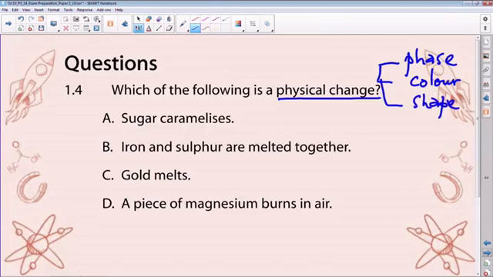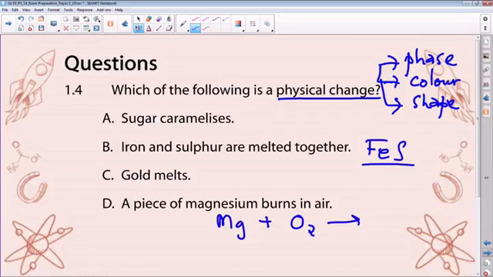In other words, a physical change can happen in one of three ways. When sugar caramelizes, this is a typical chemical reaction. Iron and sulfur are melted. They form iron sulfide. This is a compound. So this is a chemical change because new bonds and new substances are formed. But if you look at the one of magnesium plus oxygen, which is D, it gives us magnesium oxide. In this case, it's a white solid substance. This is a gas. We can think of this as burning. So this is a chemical change.